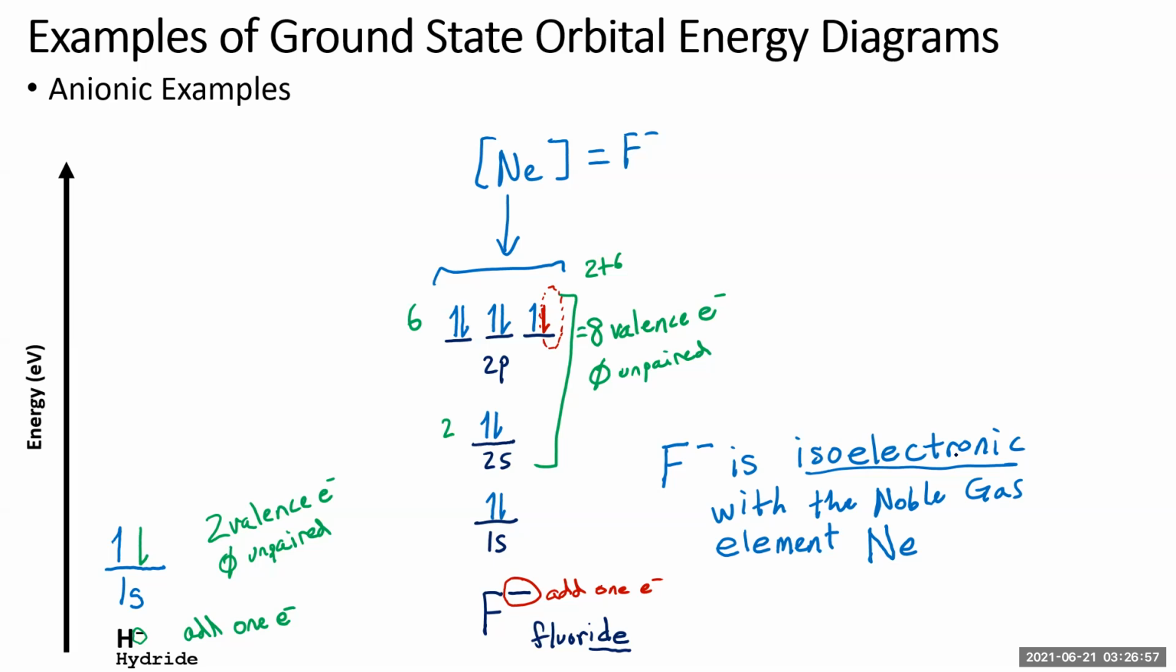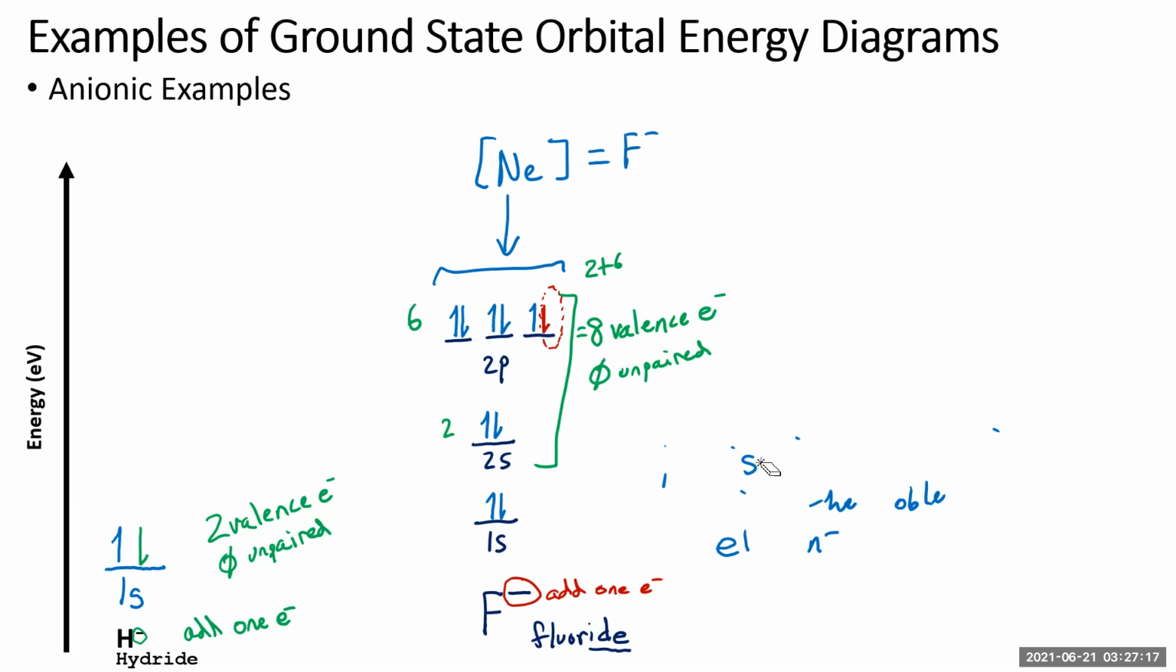Are there any other ions that we could come up with that are isoelectronic with neon? Fluoride is one. Yeah, in fact, there is another one. What about the element right before fluoride? The element right before fluoride is oxygen.